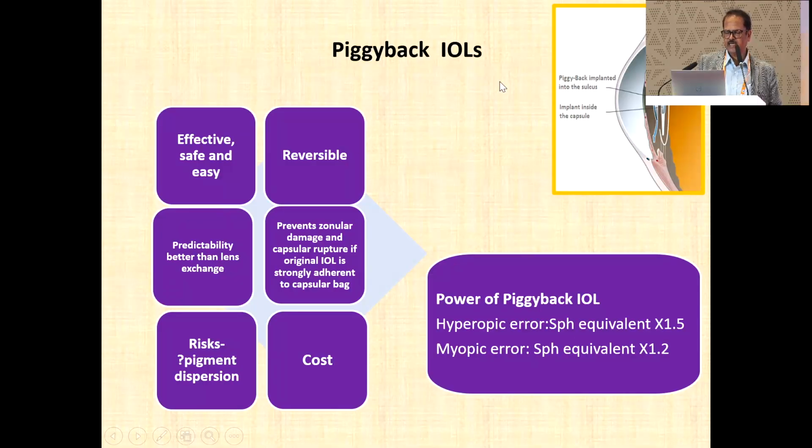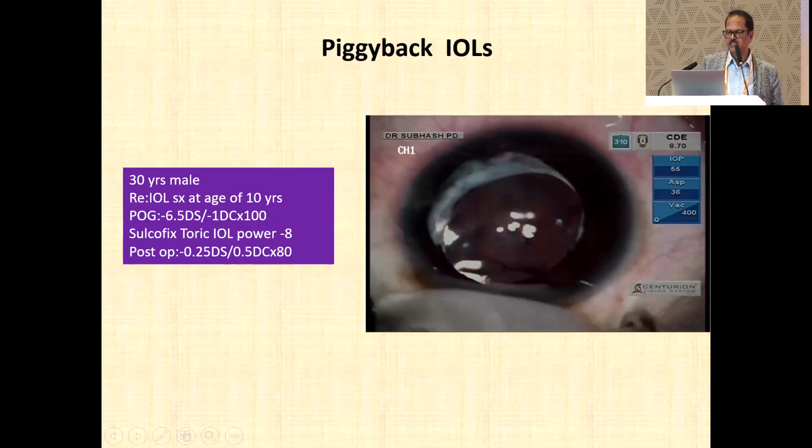The only thing is that it sometimes can cause some pigment dispersion or other things, but Indian lenses are available from the Care group. I don't have any financial interest. And the power of the piggyback lens is easy to calculate. If there is a hyperopic error, you multiply the lens spherical equivalent with 1.5, and for myopic error you multiply it with 1.2.